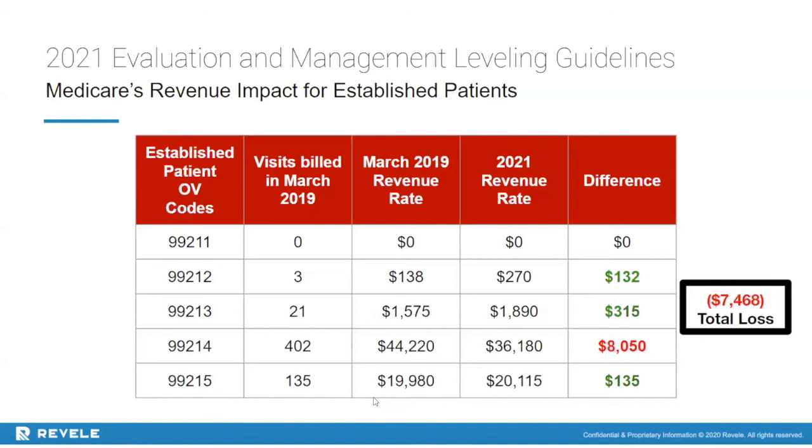Once again, if you were to move the numbers again, this time for the third, fourth, and fifth levels, making it 21 claims for the third level, giving you an increase of $315. For the fourth level codes, 402 claims would give you a loss of $8,050. And for the fifth level, increasing it to 135 claims would give you a slight difference of $135, with an overall loss of $7,468.